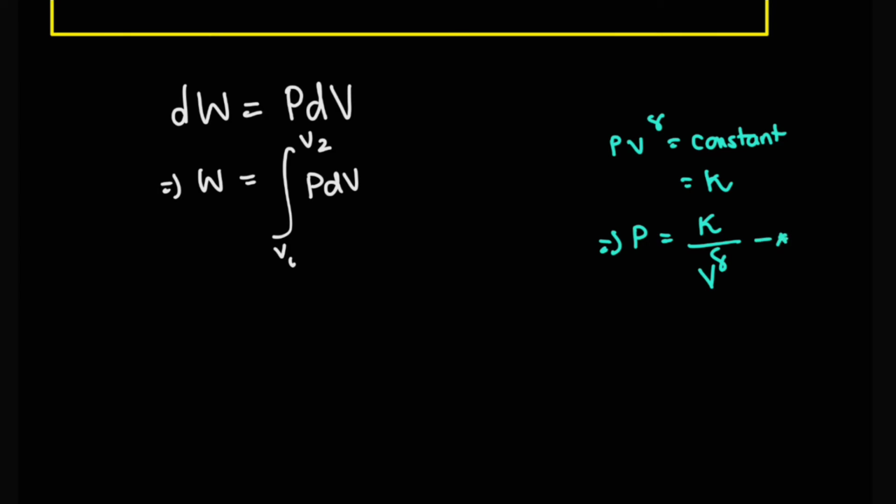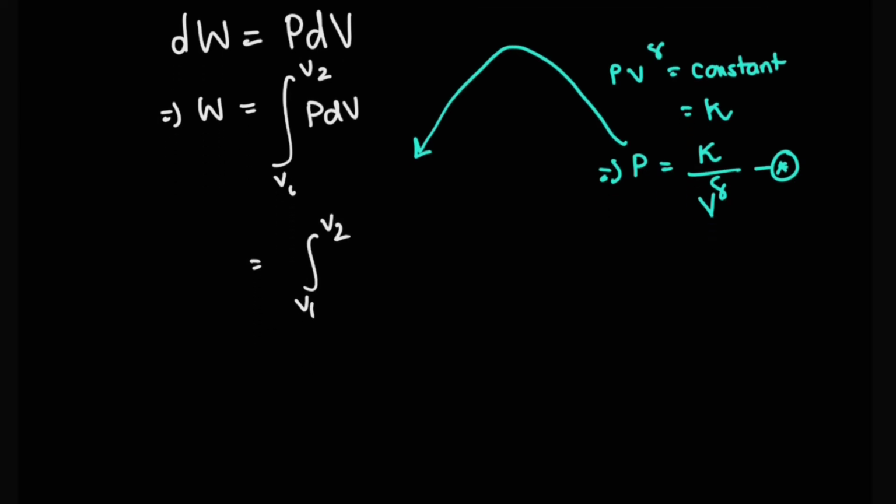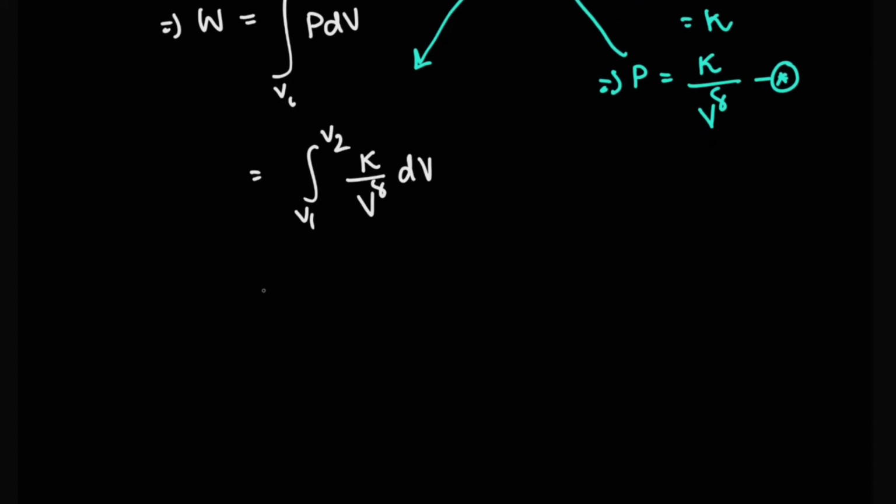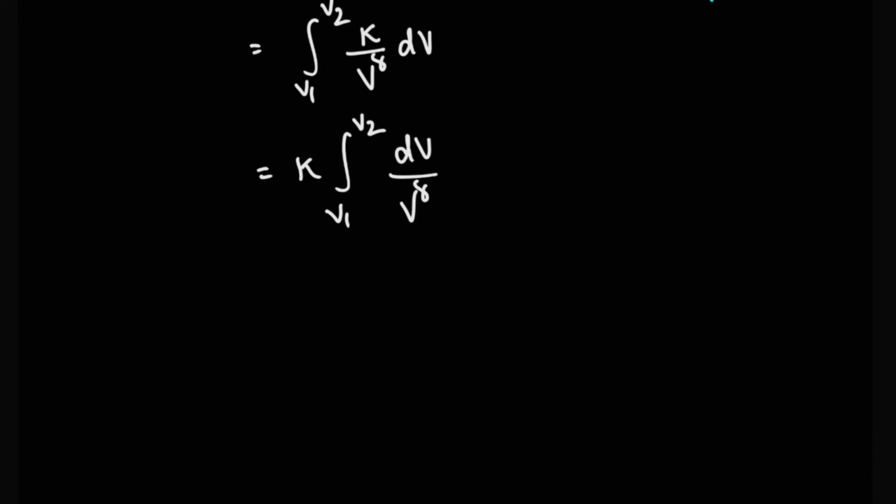All right, if this stands, we want to substitute it over here, and we have, with V2 and V1 as the limits, the integral of K over V to the gamma times dV. And since K is a constant, we can pull this out over here, and we have, with V2 and V1 as the limits, the integral of dV over V to the gamma. All right, and we can integrate this since this is very easy to do.